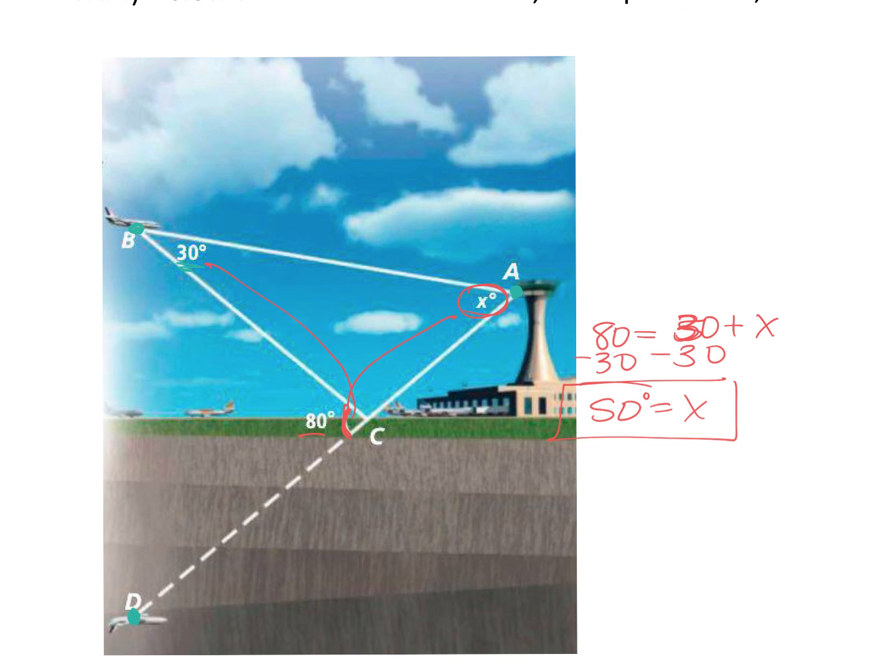Okay, that's what you're doing. Every triangle adds up to 180. Don't ever forget that. Every linear pair adds up to 180. Look for linear pairs, look for triangles. You'll be in real good shape. Okay.